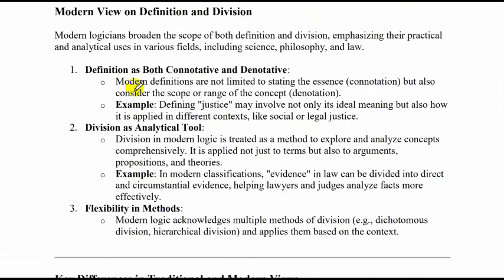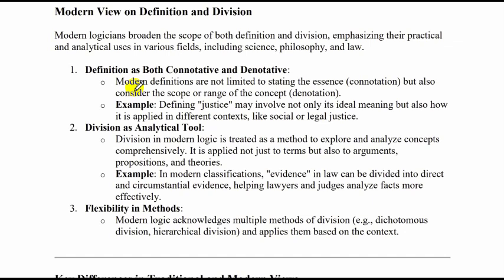Modern logicians broaden the scope of both definition and division, emphasizing their practical and analytical use in various fields, including science, philosophy, and law. Definition as both connotative and denotative. Modern definitions are not limited to stating the essence, the connotation, but also consider the scope or the range of the concept, that is, denotation. Example, defining justice may involve not only its ideal meaning, but also how it is applied in different contexts, like social or legal justice.